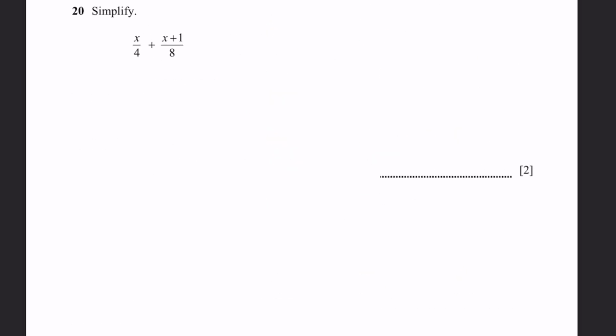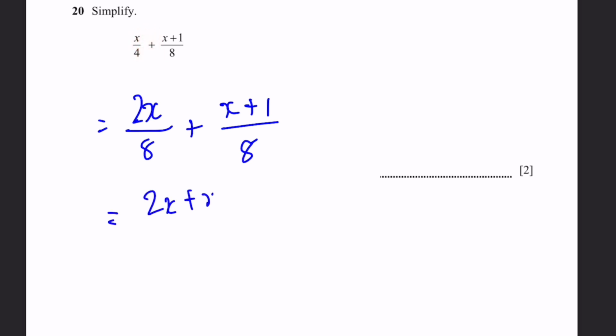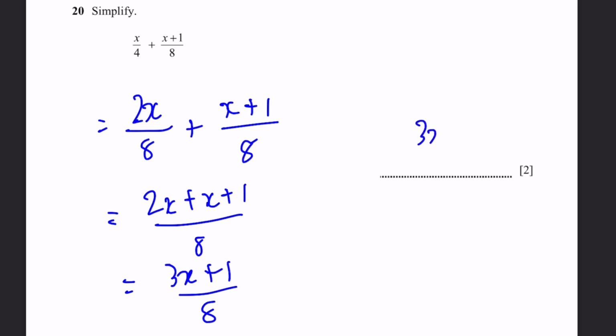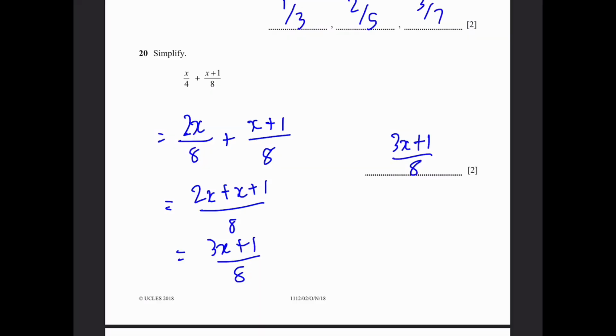Question 20. Simplify x by 4 plus x plus 1 by 8. That'll be 2x by 8 plus x plus 1 by 8, because we just multiply top and bottom by 2 on the first fraction. And that'll be 2x plus x plus 1 by 8, which is 3x plus 1 by 8. That's the answer. Let's go to question 21.